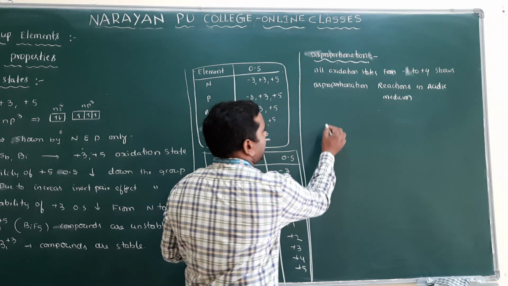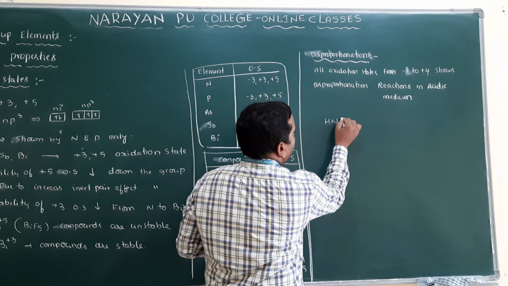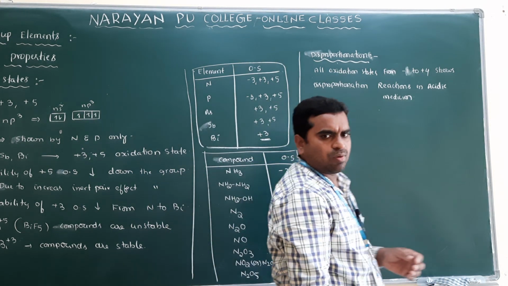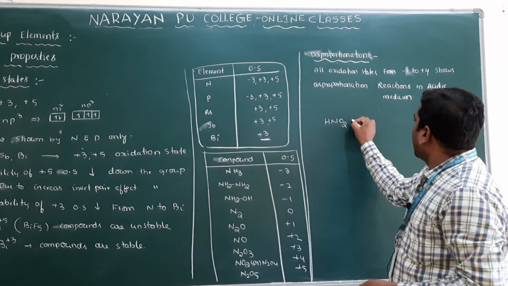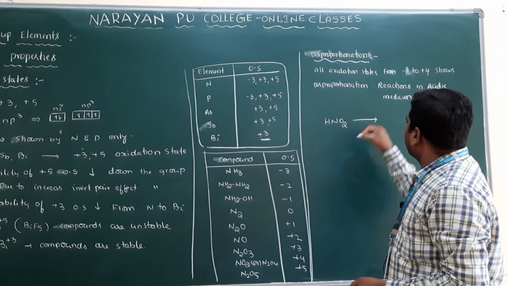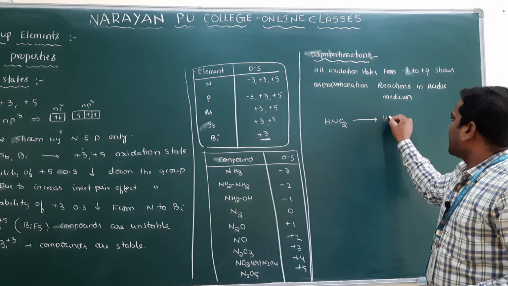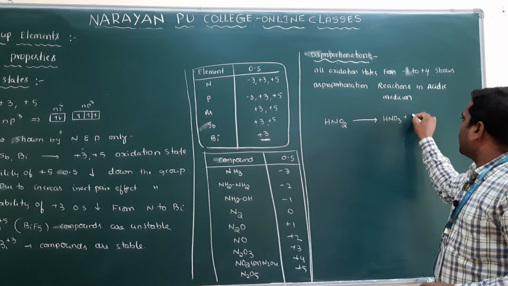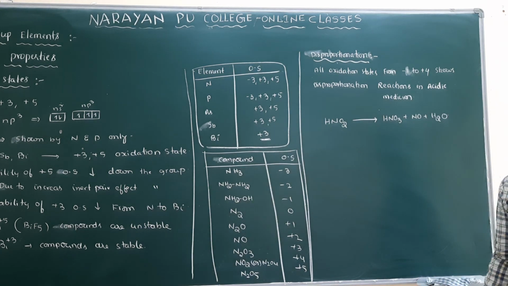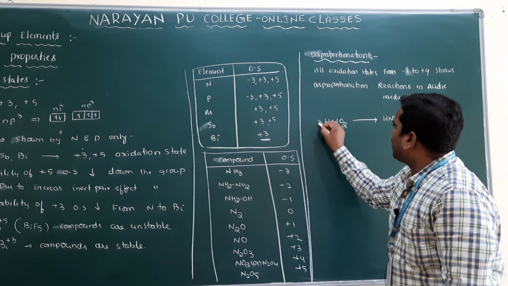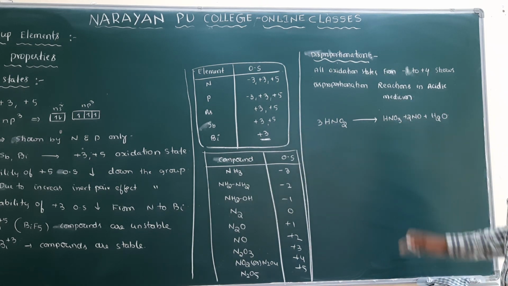One example I will write here. Take HNO2. What is the compound here? HNO2, nitrous acid. And now nitrous acid in acidic medium will be converted into HNO3 plus NO plus what will you get here? H2O. Clear? So you know that here, if I take 3 molecules and 2 molecules, then it will be balanced.